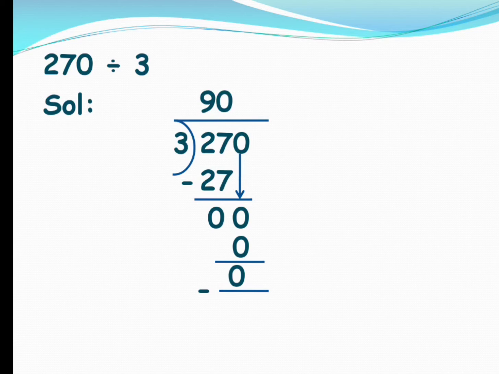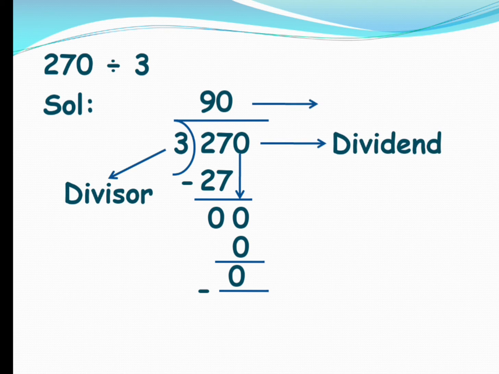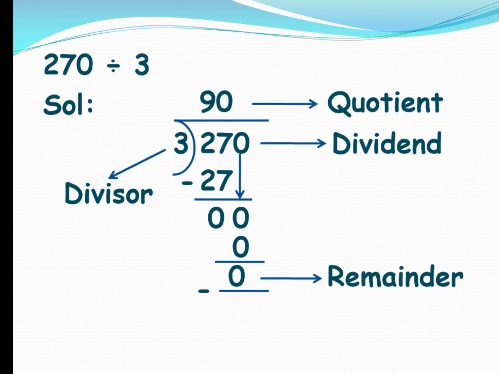Okay, so here the divisor is 3, the dividend is 270, the quotient is 90, and 0 is your remainder. For some sums the remainder will be 0, and for some sums it might be any other number other than 0. It might be 1, 2, 3, any number, 20, 30, 35, 38, 49, any number it might be. So remainder can be any number. It is not compulsory that it should be 0.